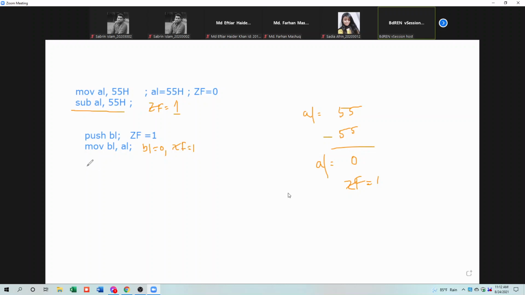Okay, now the next operation is pop BL. What type of operation is it? It's a delete operation. That means you're going to delete the register BL. After a pop operation, the value of the zero flag register will not be changed. Now the next operation is another push operation. So we're going to take another register CL, and after that we're going to initialize it: move CL, 0. This push and move operation will not affect the zero flag register, so its value will be unchanged. ZF equals 1.